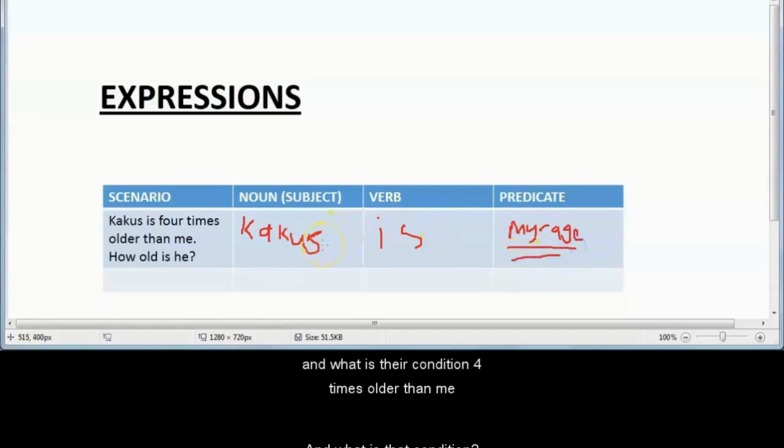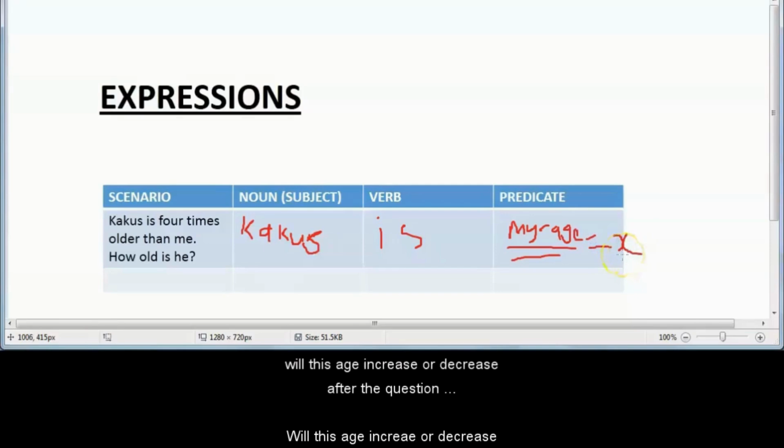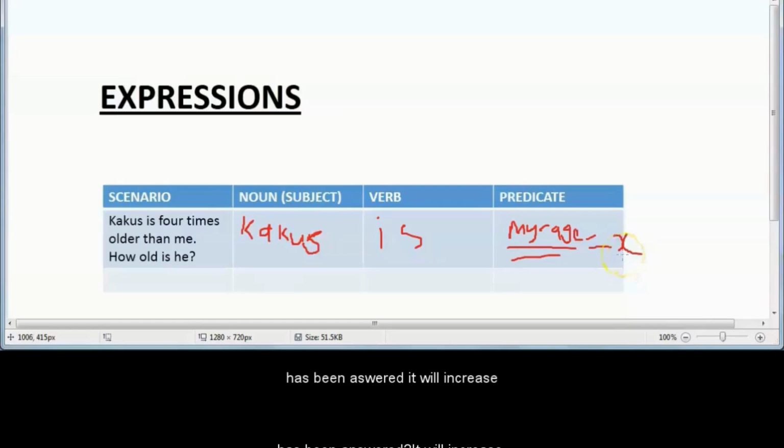And what is their condition? 4 times older than me. But for now, my age is unknown, so we represent it as X. Will this age increase or decrease after the question has been answered? It will increase. Kakus is 4 times older than me. There will be an increase.